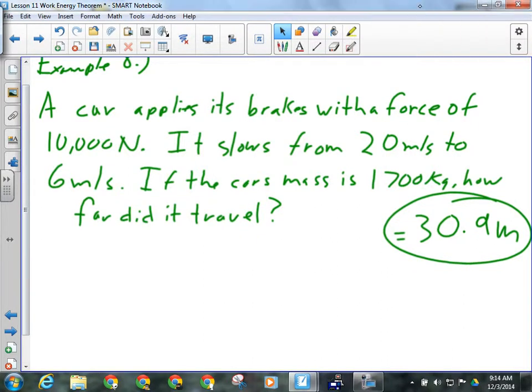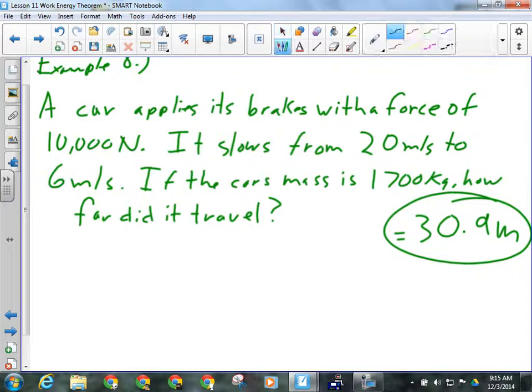Okay, so this one's not a whole lot different than the ones we've been doing. It's still work energy theorem. What kind of energy is changing here? Kinetic, because I'm slowing down from 20 meters per second to, sorry, to 6 meters per second. So I'm slowing down from 20 to 6.